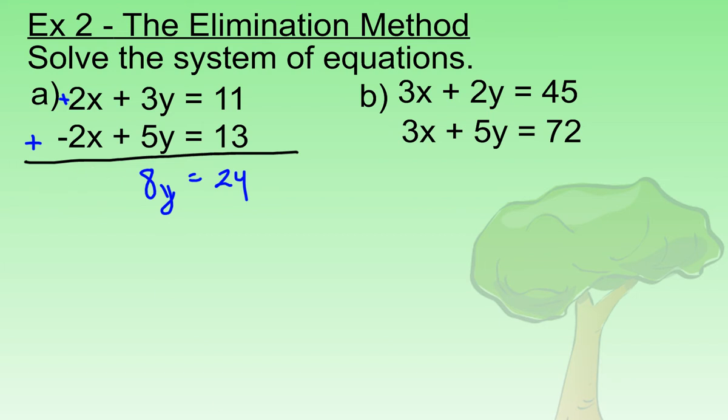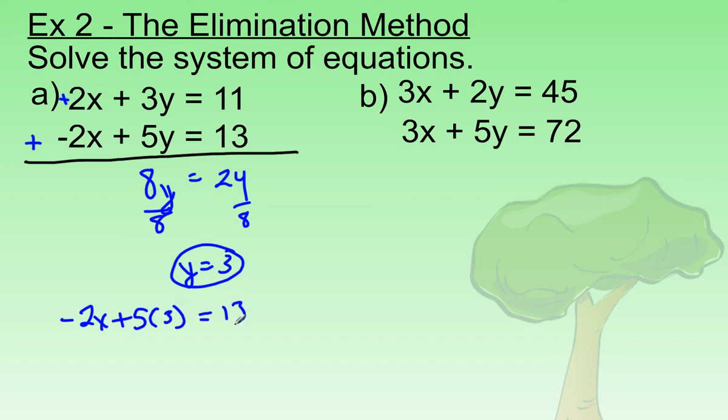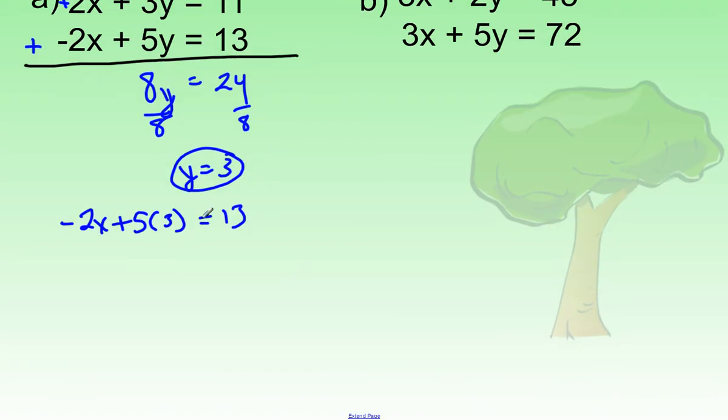Don't need the 0 x's. Divide both sides by 8. Y equals 3. My brain shut down for a second. So y equals 3. We then can take that and plug it into one of our equations. I'll use the bottom equation just because it's there. Negative 2x plus 5 times the y value of 3 equals 13. Solve for x. That's 15.